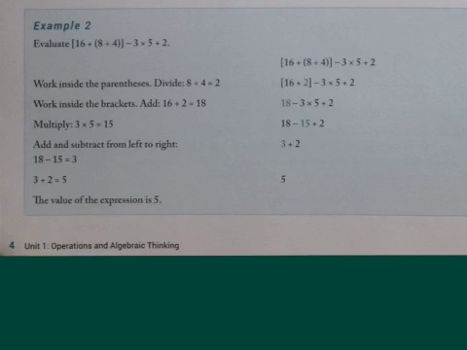Example 2 says to evaluate, and it has in our brackets, 16 plus, parentheses, 8 divided by 4, bracket, minus 3 times 5 plus 2. First, it's telling us to work inside the parentheses, so we're going to divide 8 divided by 4, and that is going to give us 2. Then it says to work inside the bracket, so we're going to take the 16 and add the 2, and that's going to give us 18. Here is how it is written.